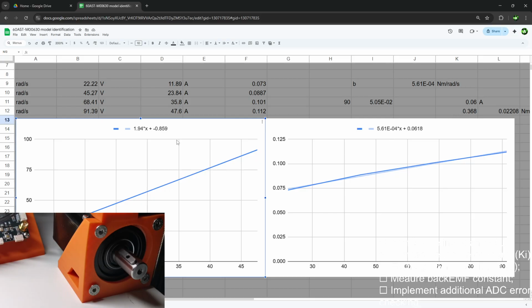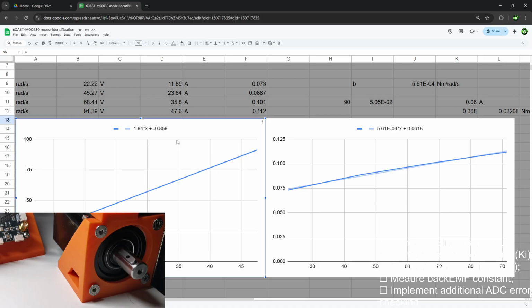Okay, so what does this graph show us? This graph should show us our back EMF coefficient directly, actually. Oh, sorry. I broke my headphones. One moment. Okay, plugged back. So what do we see here?